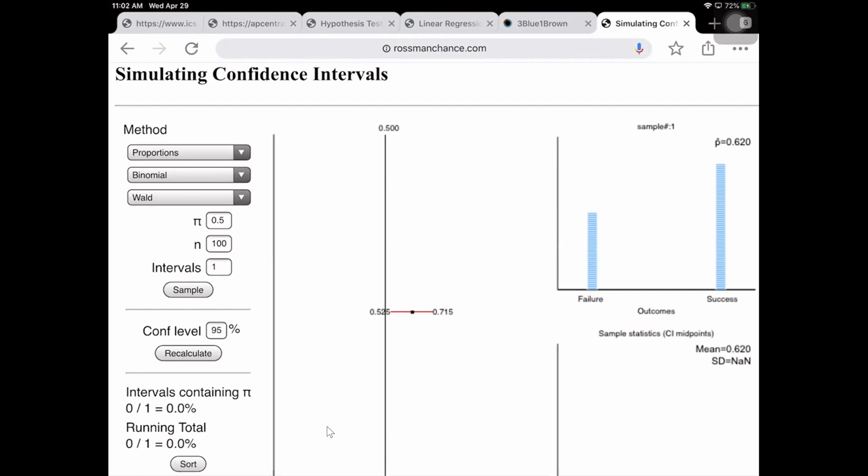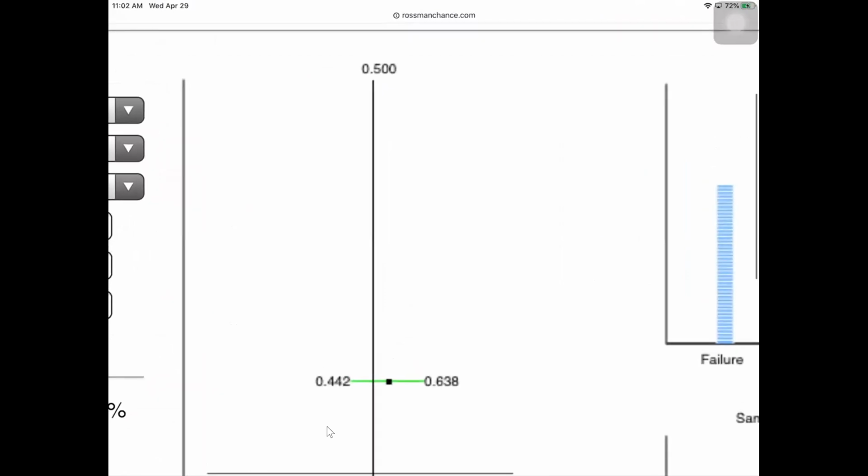All right, so let's do another sample. In this scenario, we actually got a green confidence interval, because the interval does contain 0.50. If I click on it, it's from 0.442 all the way to 0.638, so 0.50 falls in between. It gives me a green marker because we were actually able to capture the population parameter. So anytime you see green, green means good. Anytime you see red, red means bad.